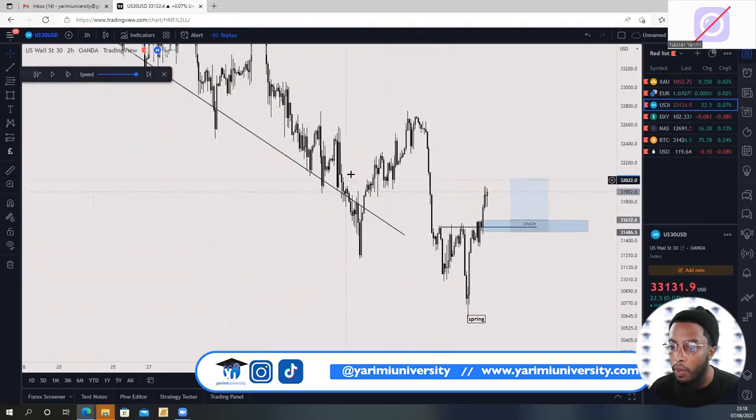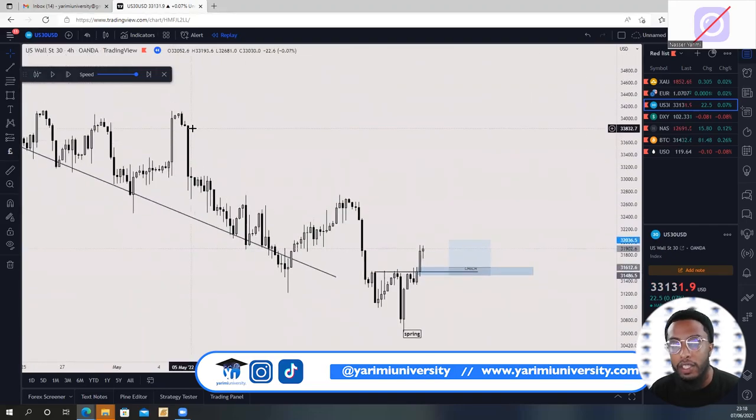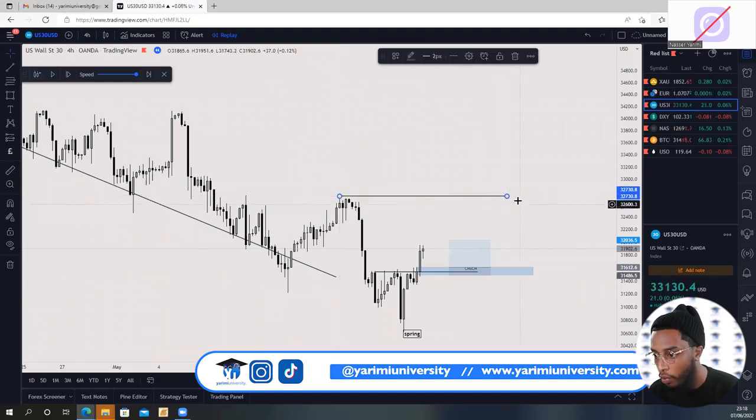Okay, and where am I going to target? Let's go back to the H4 time frame. I saw an area of imbalance. See guys, whenever there's a fast move in the market, price must come back to fill it. But first of all, what we're going to do is we are going to take partial profits at this first level here. So this is our first take profit.